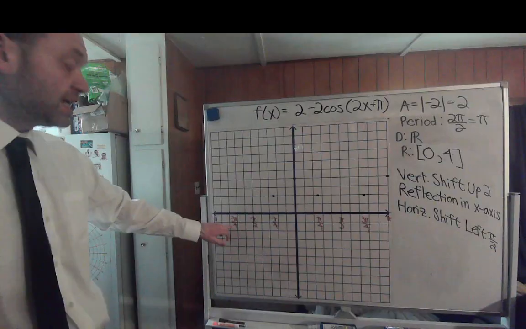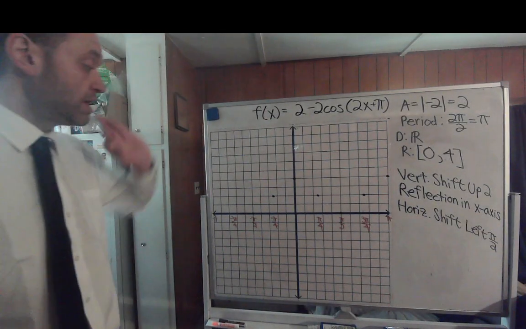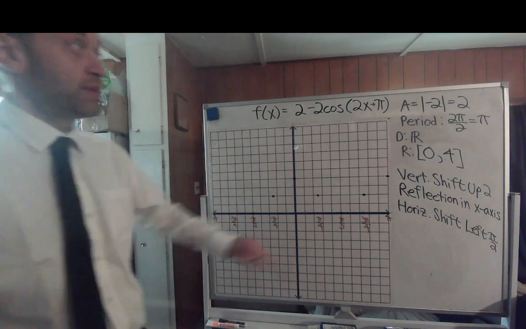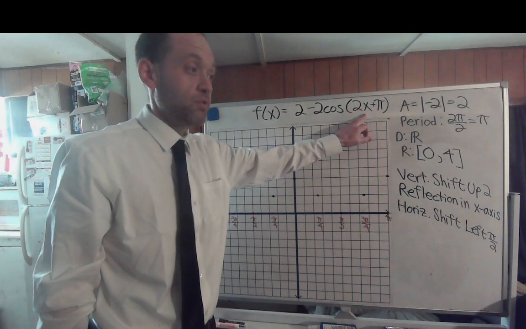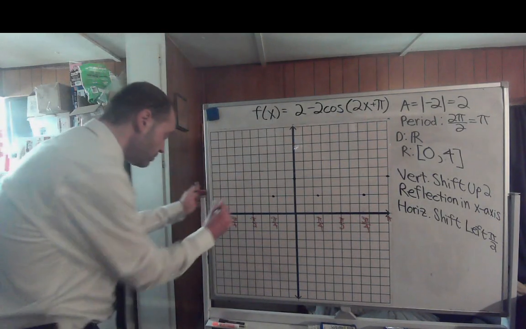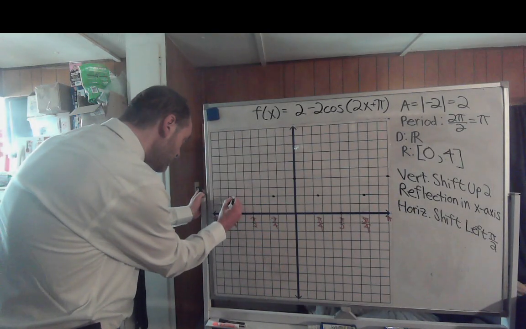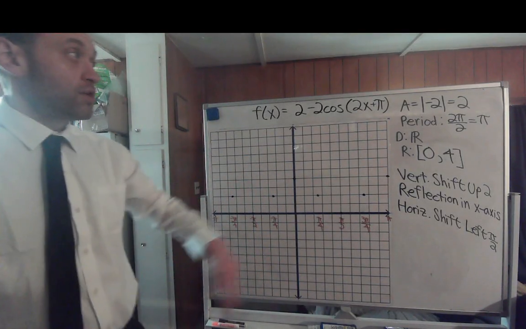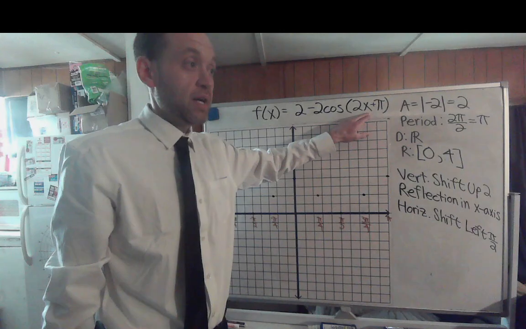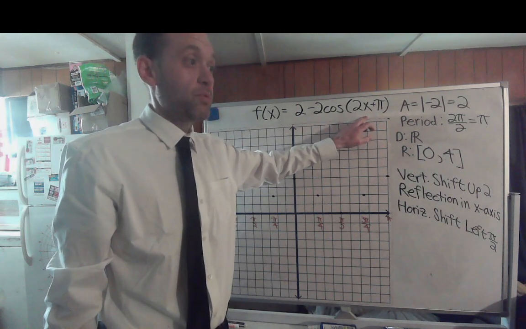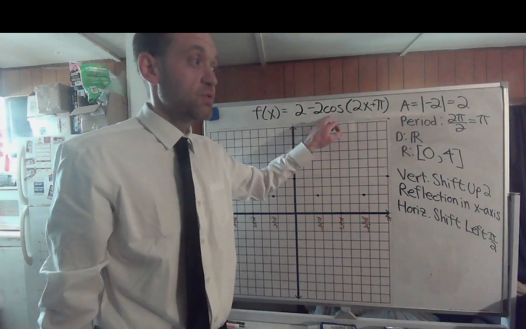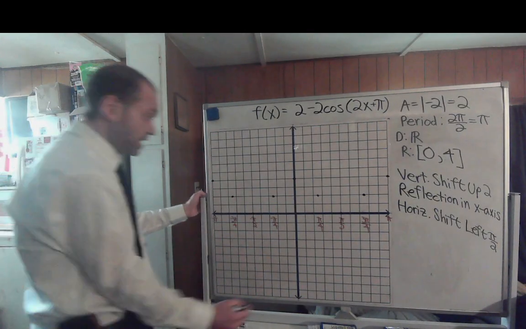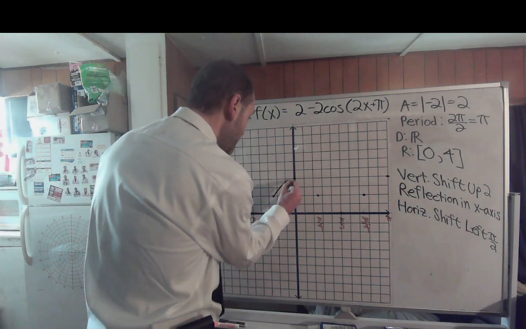Alright, let's put in -3 pi over 4. That would end up giving me -3 pi over 2 plus pi. That would give me the cosine of -pi over 2, which is 0, plus 2 is 2. Then if I put in -pi, so that would give me the cosine of -2 pi plus pi. That's the cosine of -pi, which is -1 times -2 is +2 plus 2 is 4. So here is going to lie my graph.